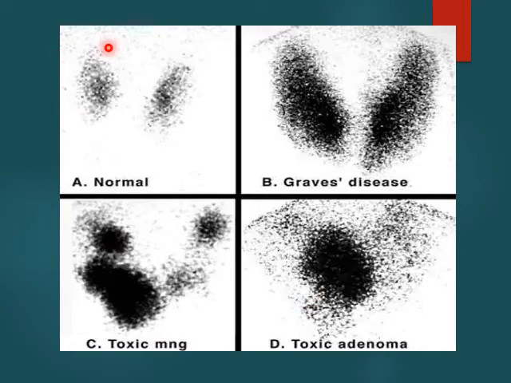Okay, here this is a normal thyroid radioisotope scan. Graves' disease, tremendously increased intake of iodine. This is your multinodular goiter, toxic. Okay, increased uptake here, dark areas here. And this is a nodule which is a toxic adenoma, with increased uptake of radioiodine.